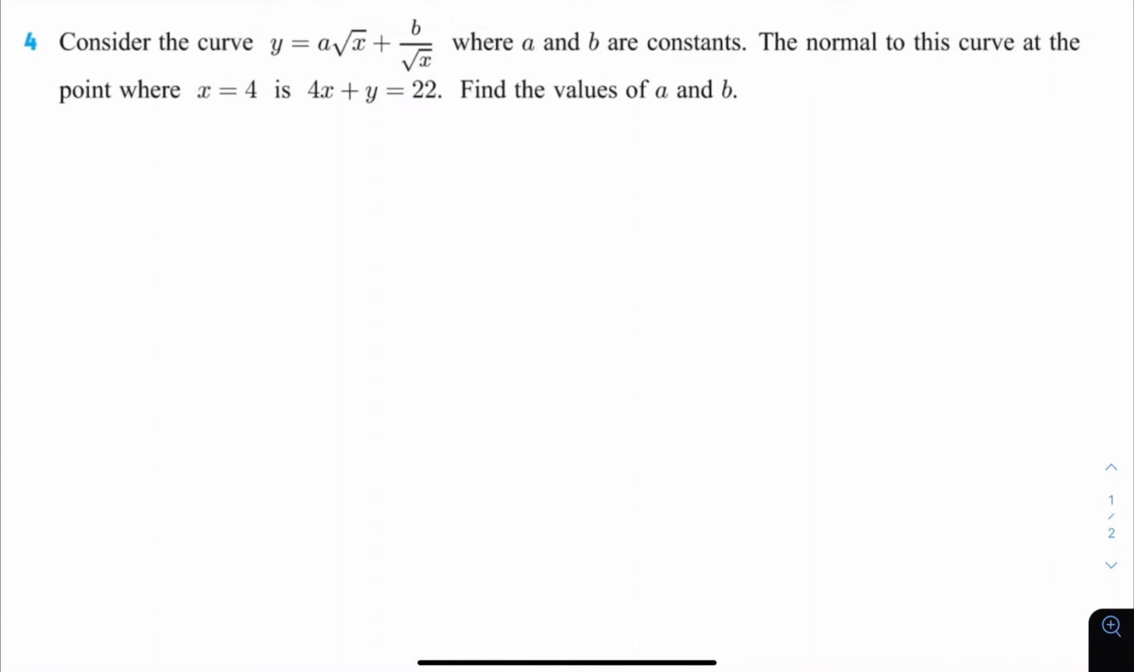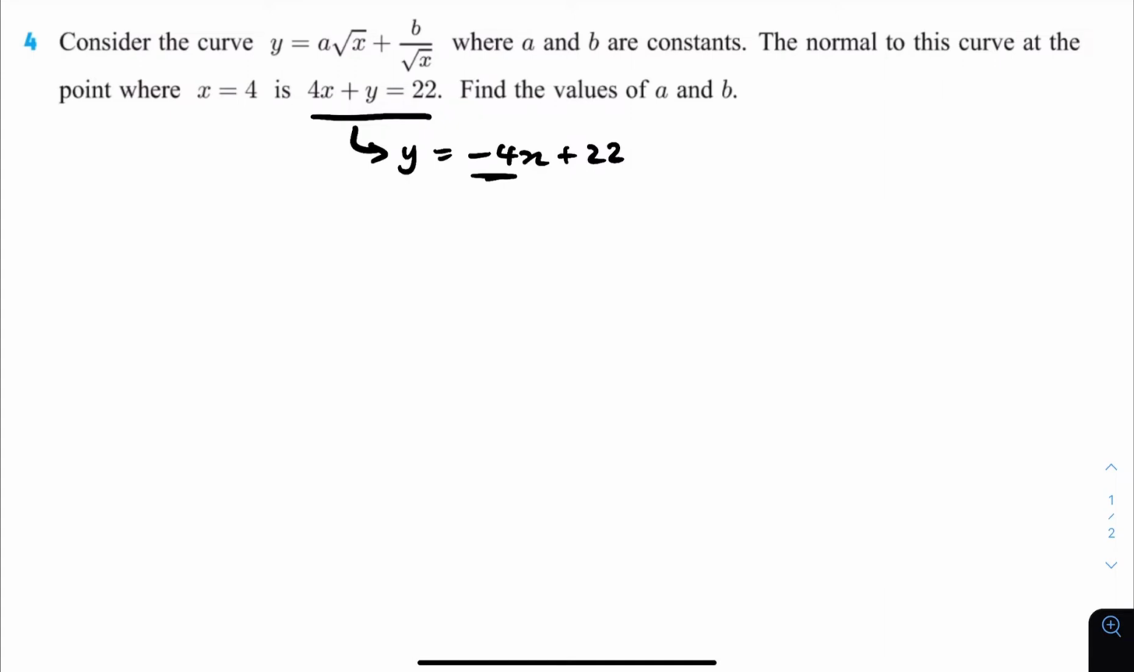Okay, so we're asked to consider the curve y equals a root x plus b over root x, where a and b are constants. The normal to this curve at the point where x equals 4 is 4x plus y equals 22. Find the values of a and b. So what I'm going to do first is rewrite this with y as the subject, because that's an easier way to imagine functions. So y equals negative 4x plus 22, where negative 4 is the gradient of the normal.